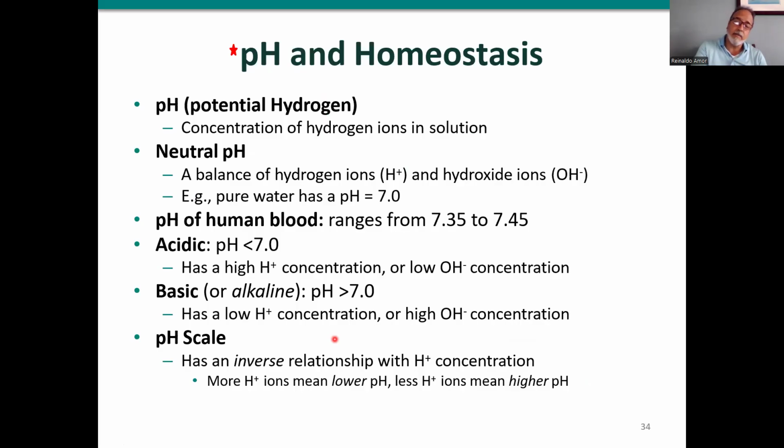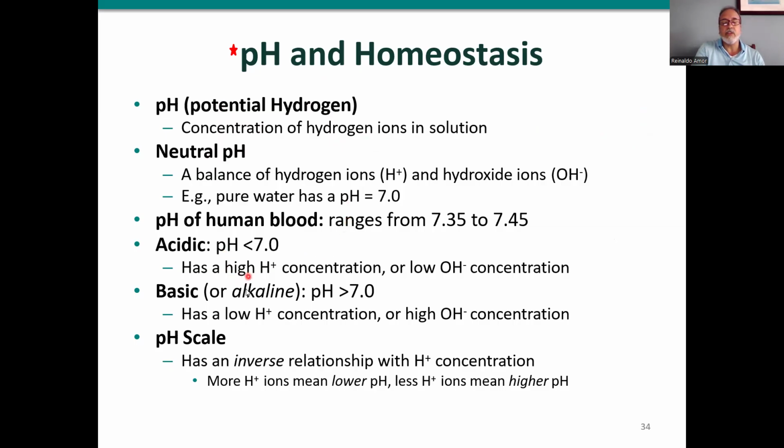Here's the pH and homeostasis. pH stands for potential hydrogen. So it is the concentration of hydrogen ions in solution. A hydrogen ion is not the same as a hydrogen atom. A hydrogen atom has an electron. A hydrogen ion doesn't have an electron. A hydrogen ion is also known as a proton. A positive charge hydrogen is a hydrogen ion. The more you have of those, the more acidic the solution is going to be. So what is the potential hydrogen? If I have a lot of hydrogens, acidic. If I have less hydrogens, probably it's going to be basic.